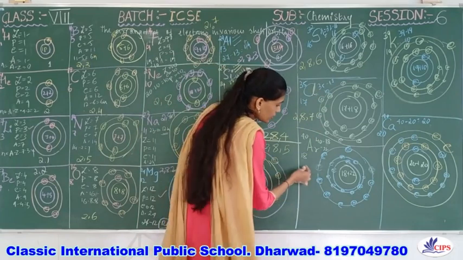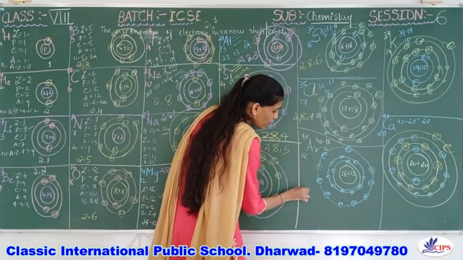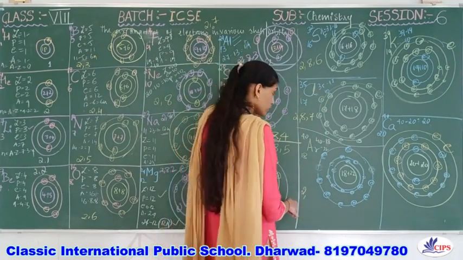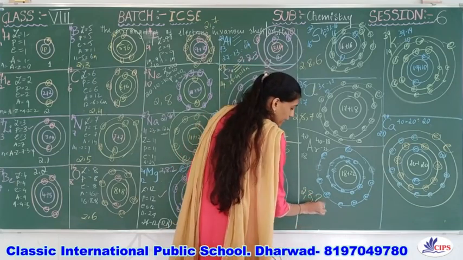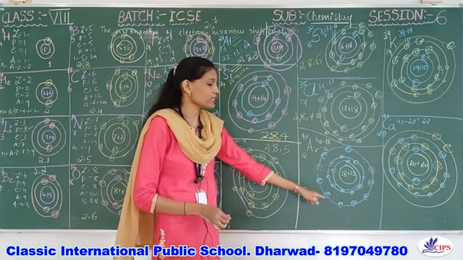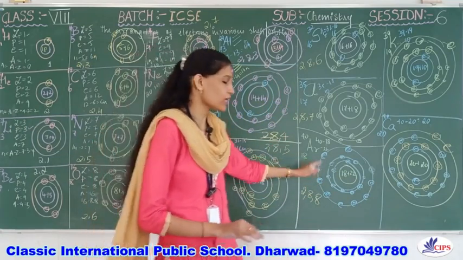Argon. Argon, see students here. Argon has 2 electrons in K shell, then 8 electrons in L shell and 8 electrons in M shell. This is completely full. Electrons are full.